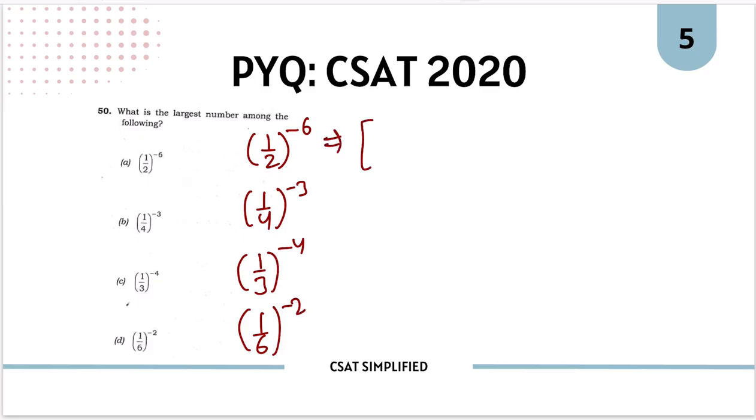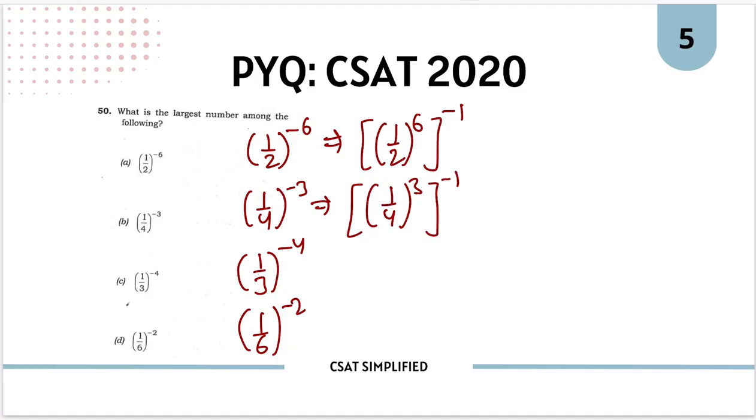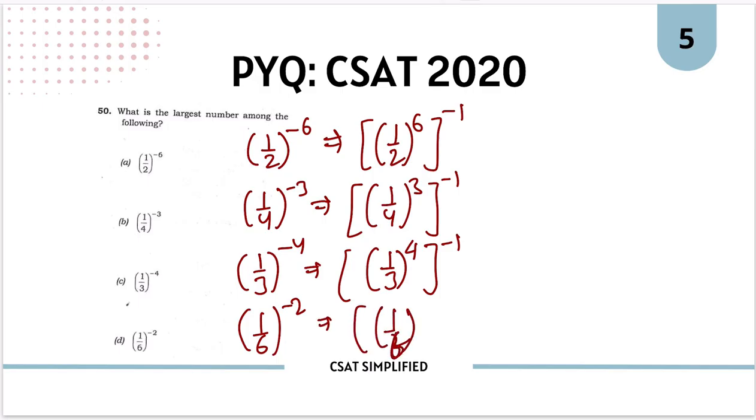First thing I've already told you: 1 by 2 raised to power 6, raised to power minus 1. Take minus 1 out. 1 by 4 raised to power 3. Take minus 1 out. 1 by 3 raised to power 4. Take minus 1 out for now. 1 by 6 raised to power 2. Take minus 1 out. So solve it. So you will get 1 by 2 raised to power 6, as I already told you, is 64 raised to power minus 1.